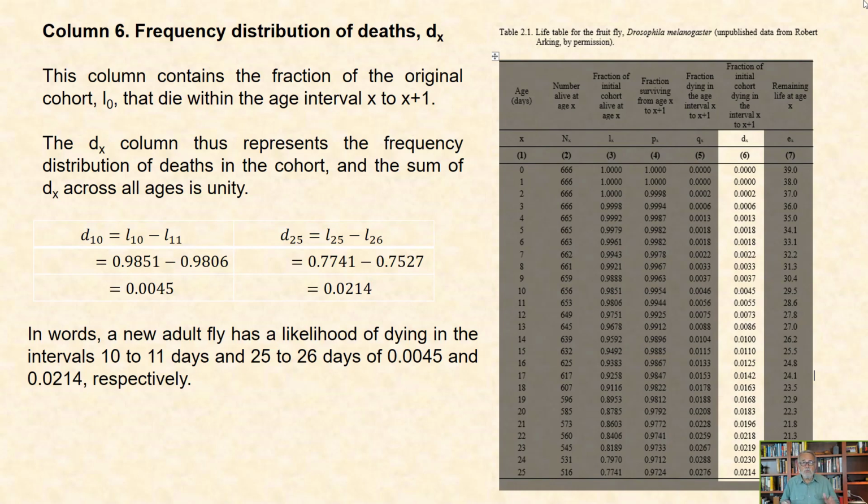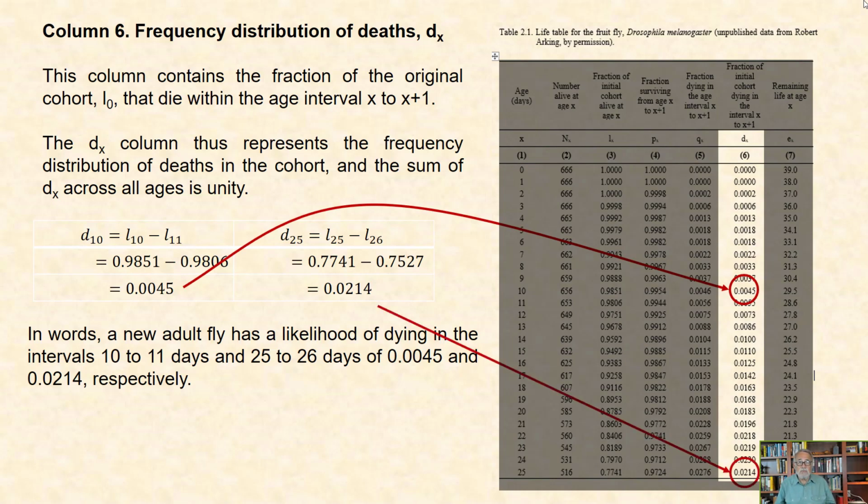In words, a new adult fly has a likelihood of dying in the intervals 10 to 11 days and 25 to 26 days of 0.0045 and 0.0214 respectively.